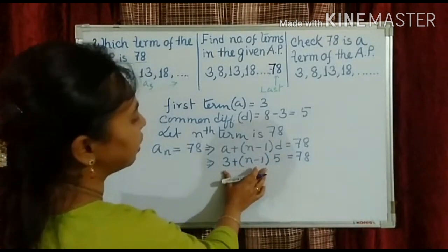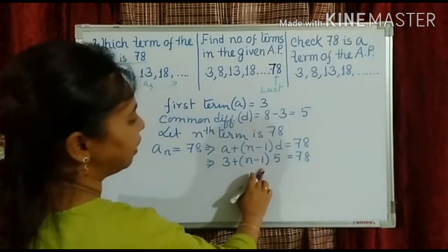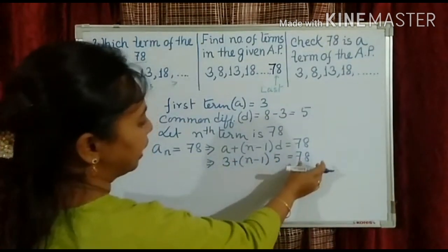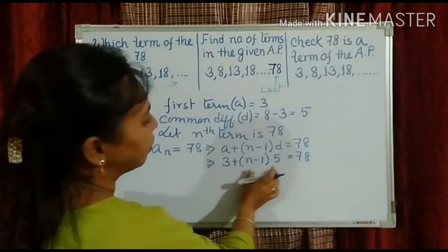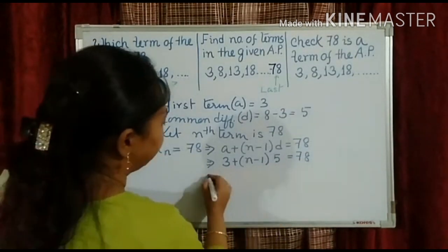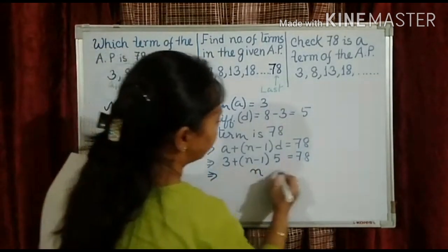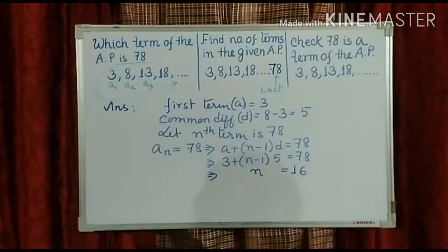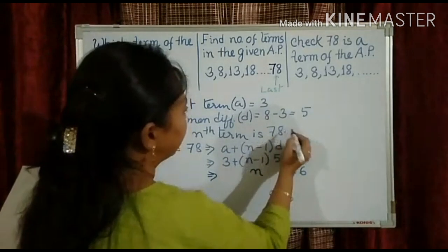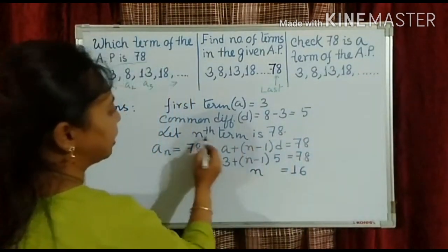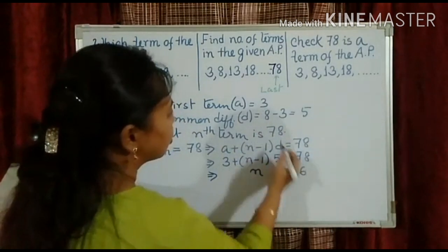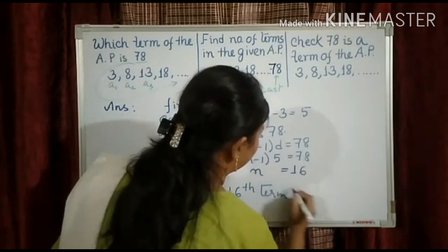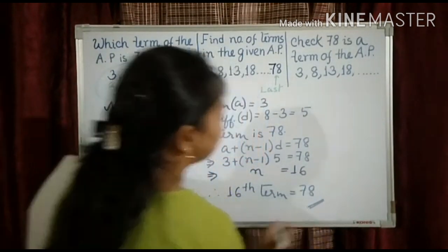After solving we will get minus 2 plus 5n equal to 78. Then minus 2 goes to that side and it becomes 80. Then we will get 5n equal to 80, so n is equal to 16. After solving it, we get n equal to 16. Means the 78 term, which we are taking as the nth term. Let the nth term be 78. Now the n value is 16. So the 16th term is 78. The position of 78 is the 16th term.